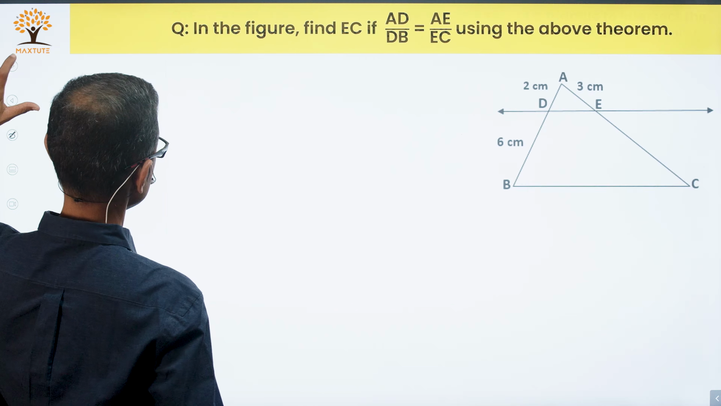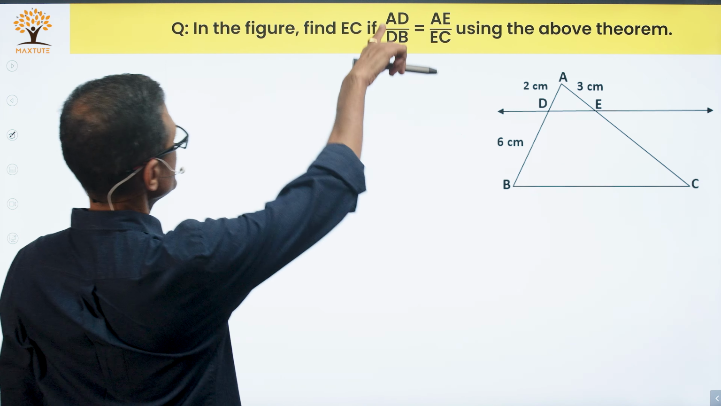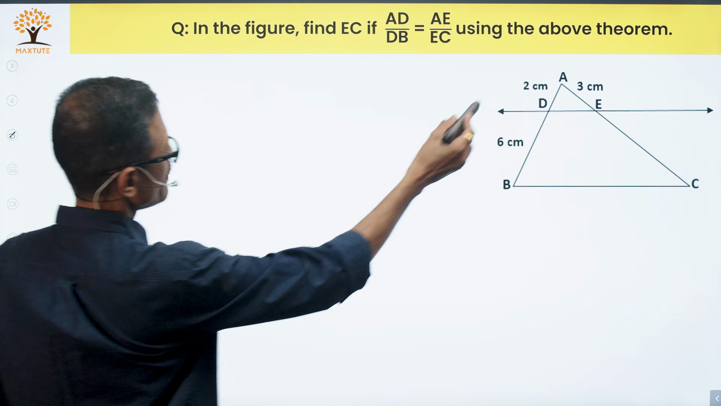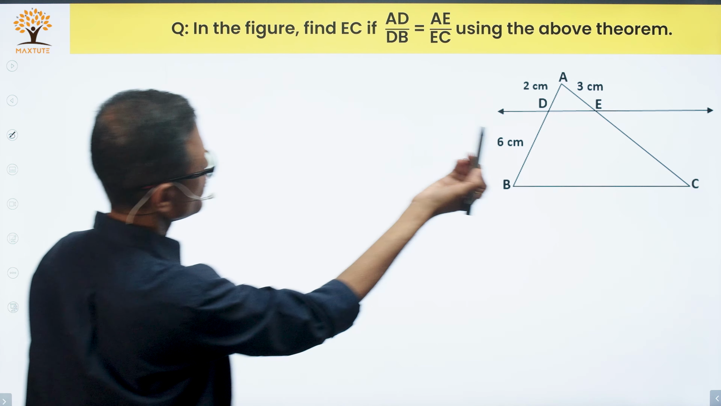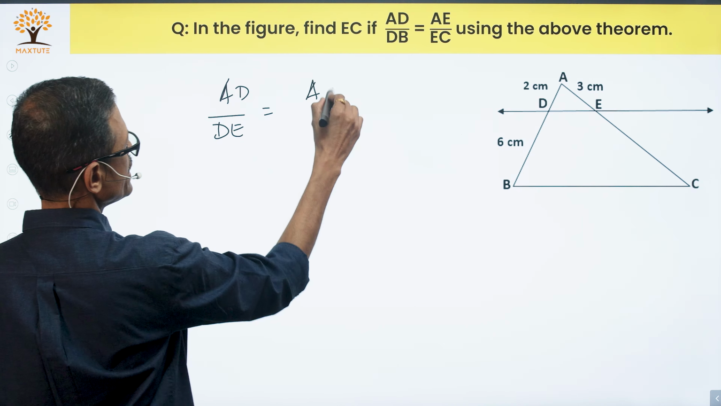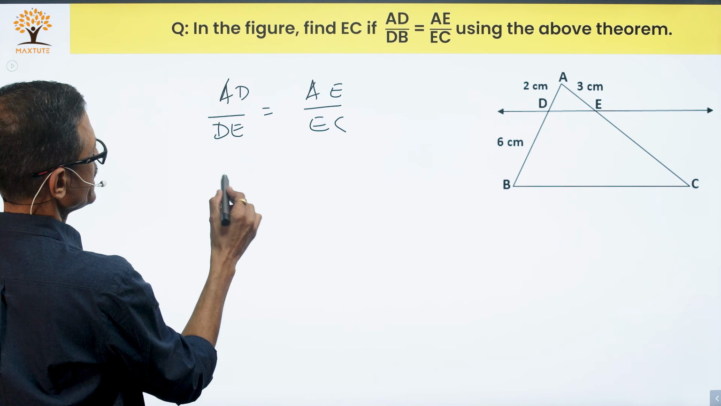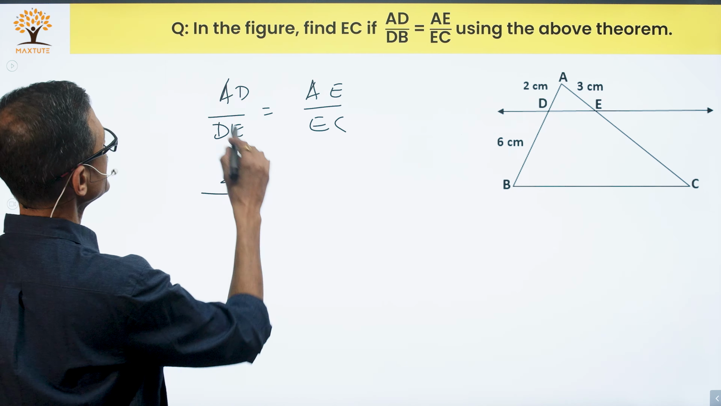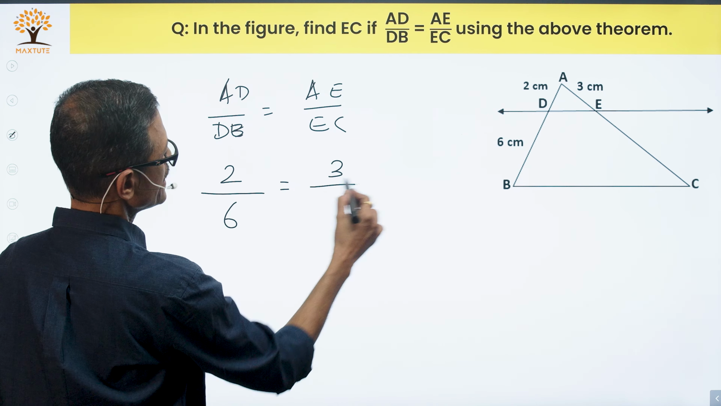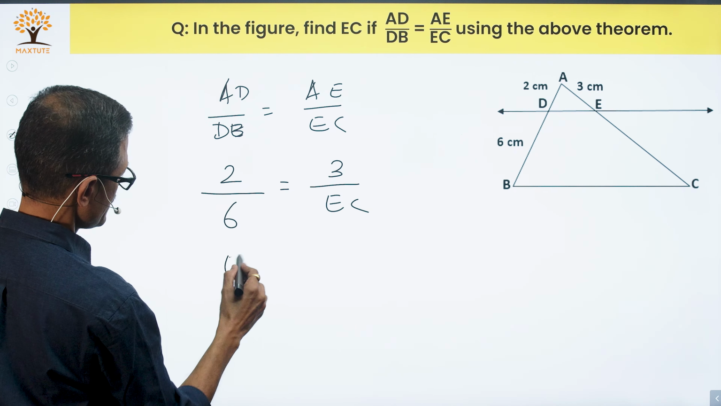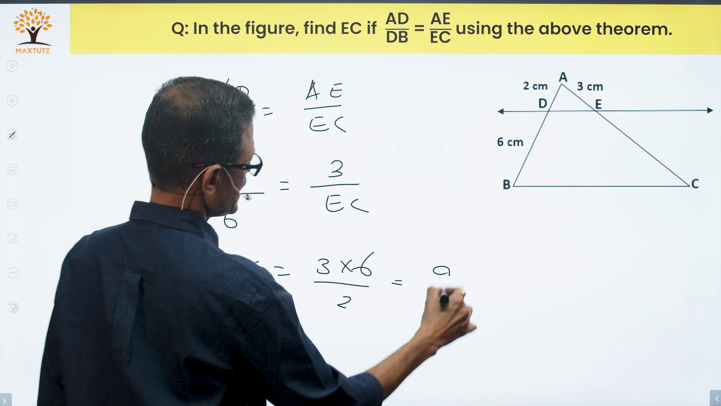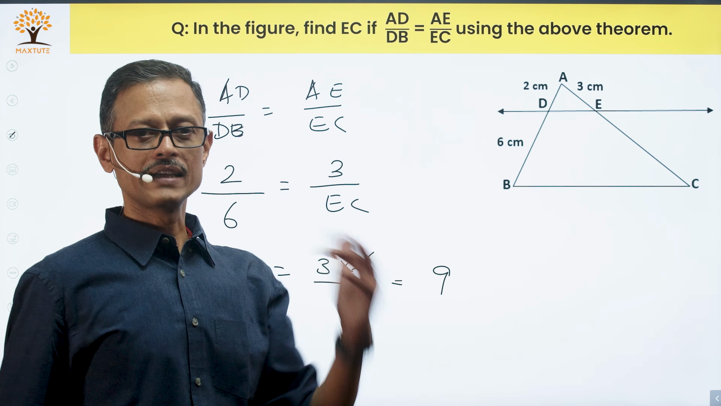Now that we have proved basic proportionality theorem, let's move on to second part. AD by DB is equal to AE by EC. They've stated this basic proportionality theorem. They've given us values for AD, DB, AE. We need to find out EC, which is very simple. So AD by DB is equal to AE by EC. Plug in the values. AD is equal to 2. Sorry, DB is equal to 6. AE is equal to 3. EC is what we need to find out. EC is equal to 3 into 6 divided by 2, which is equal to 9. So the measure of EC is equal to 9 centimeters.